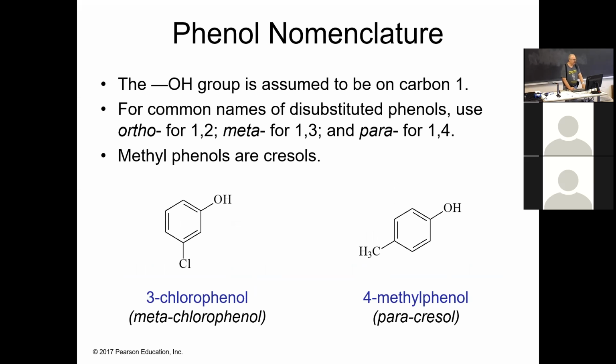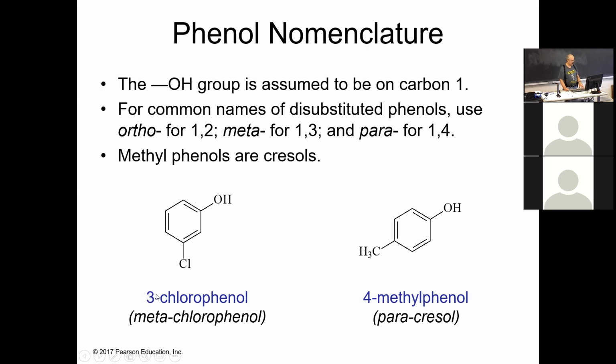Okay, phenol nomenclature. The OH is assumed to be on carbon number 1, as long as the phenol is the dominant functional group. For common names of di-substituted phenols, ortho represents 1,2, meta is 1,3, and para is 1,4. And methylphenols are commonly called cresols.